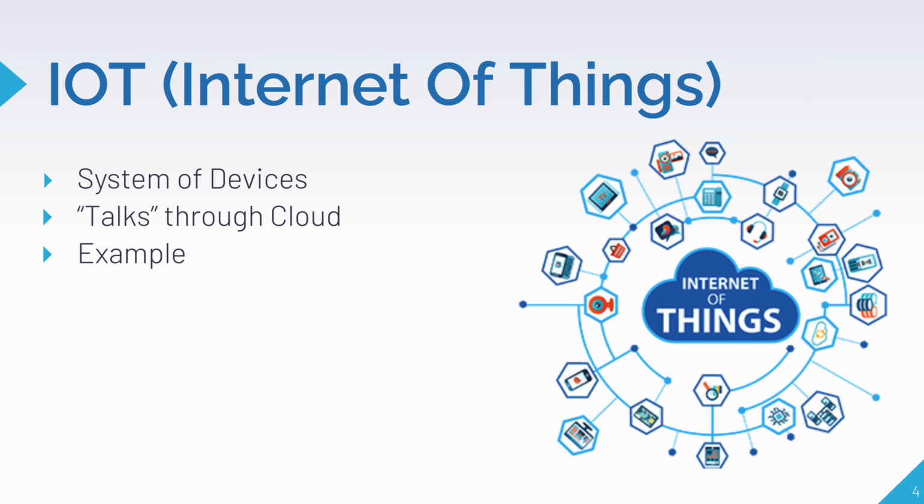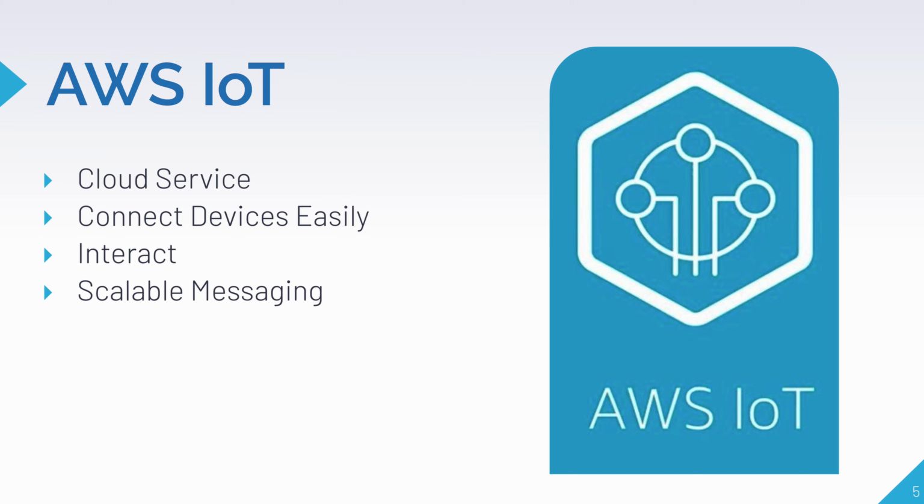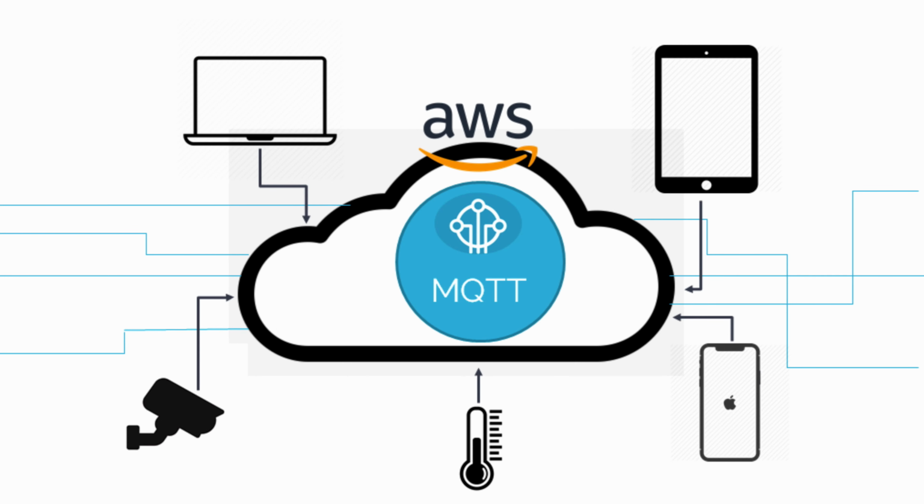AWS IoT Core service. So AWS IoT Core is a cloud service provided by Amazon's cloud ecosystem, and it lets you easily interact with connected devices. It's scalable, as with most cloud services, because it can support billions and even trillions of messages. The AWS IoT Message Broker implementation is based on MQTT, so let's see what that is.